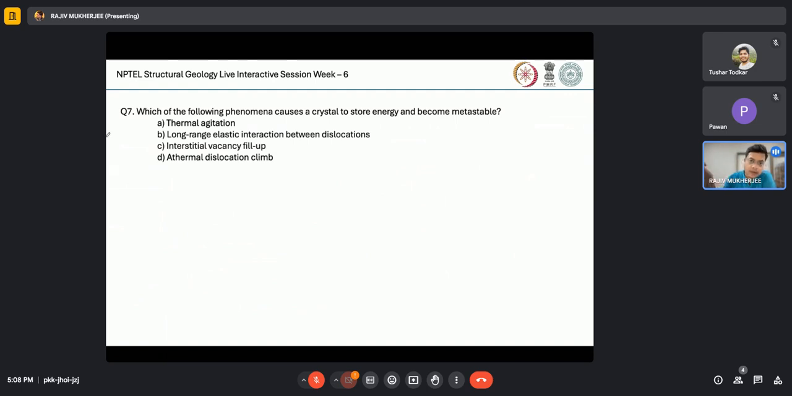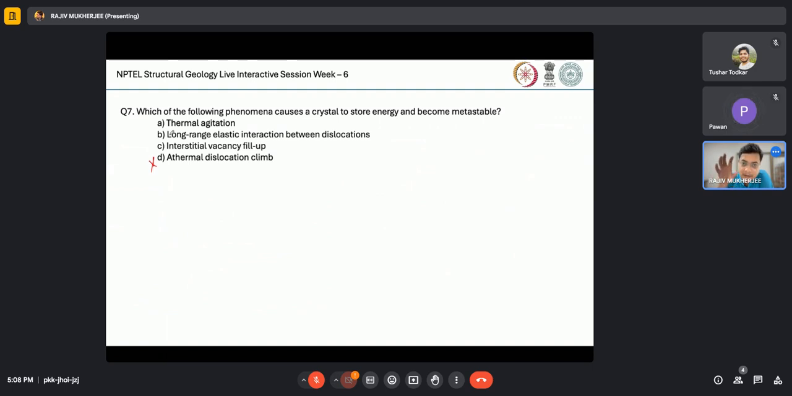So think about the concept we just discussed. How will a thermal dislocation climb happen? It will happen only when sigma effective will increase, when there will be agitation. Exactly. So athermal dislocation climb is a wrong concept, so this is a wrong option. Now, what will thermal agitation do to a crystal? Thermal agitation means we are increasing the kinetic energy of the system.